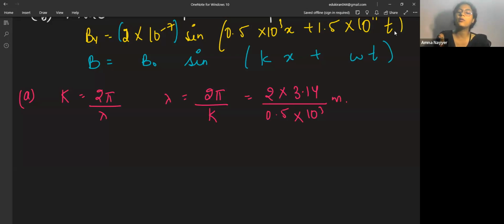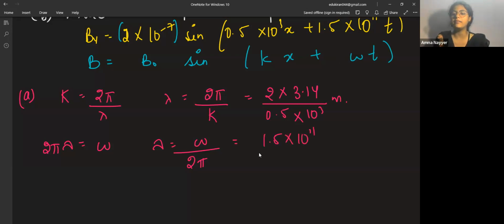Secondly, it has asked you to calculate frequency. So 2 pi nu is equal to omega. So frequency will be equal to omega divided by 2 pi. Omega is also given, 1.5 into 10 to the power 11, and this is 2 into 3.14. I do not remember the exact answer, but this will be around 2.5 something. Just calculate. This much hertz. This is the answer for the first part.